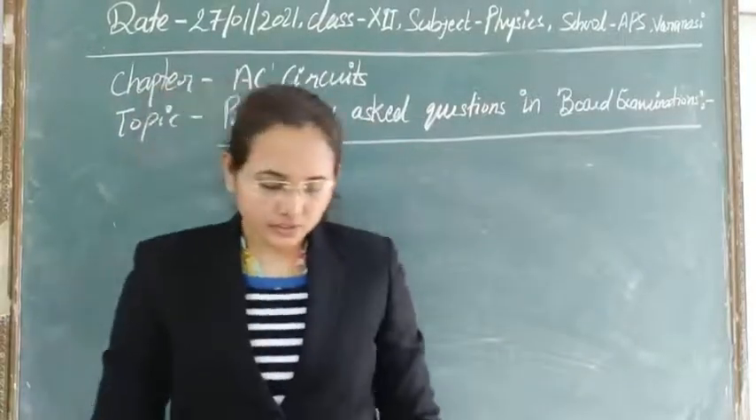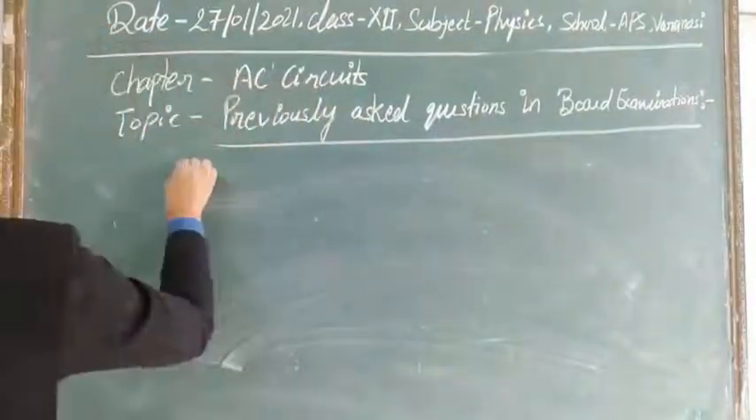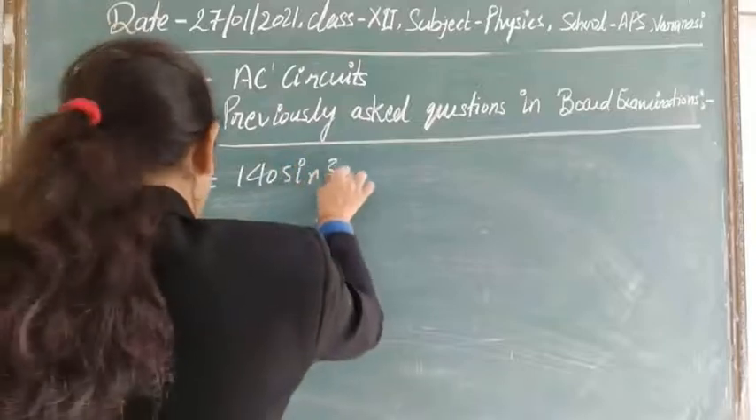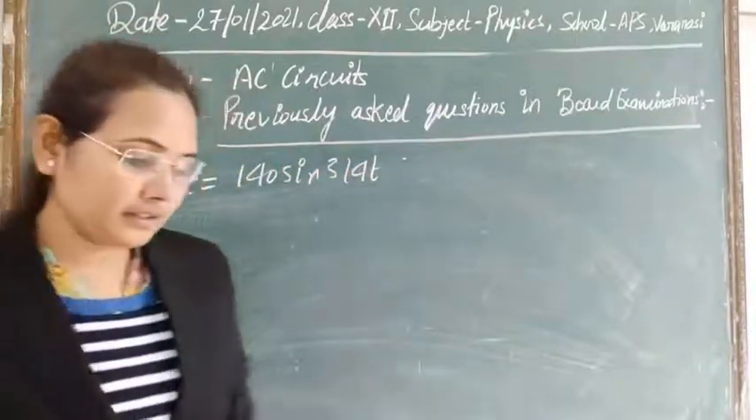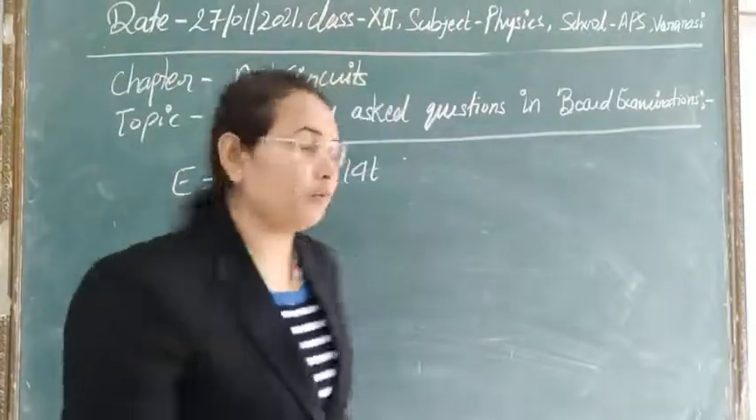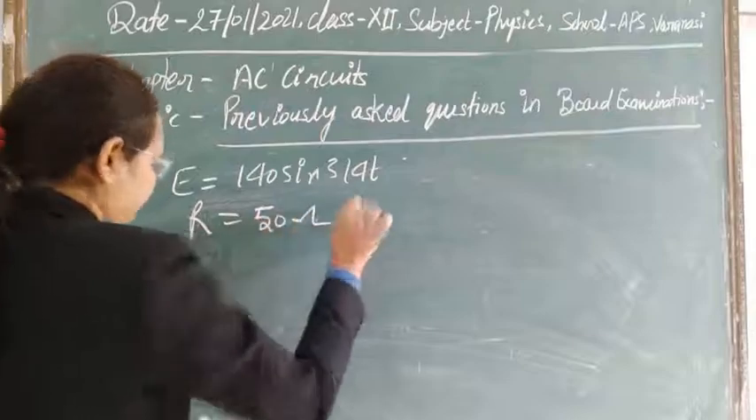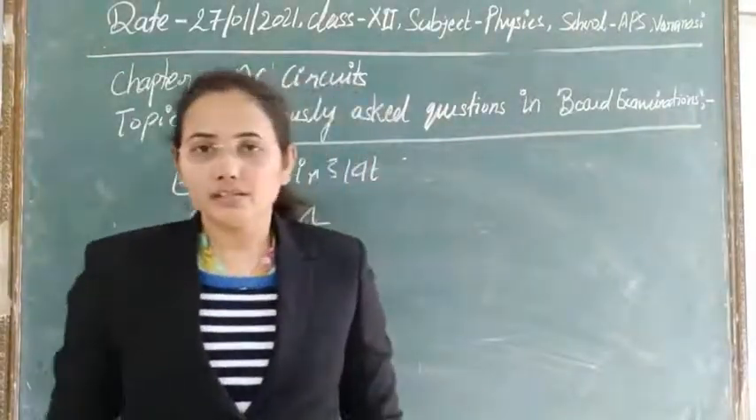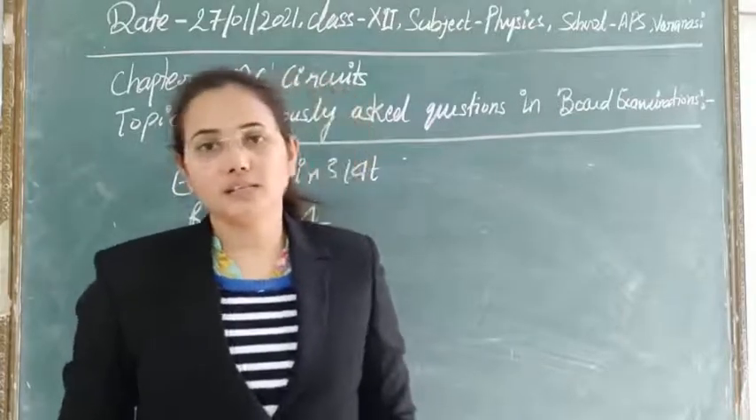So the next question is that an alternating voltage equal to 140 sin 314 t, as given in your question, is connected across a pure resistor of 50 ohm. So here the resistance given is equal to 50 ohm. Then we have to find out, first, the frequency of the source. Second, what is the RMS current through the resistor R.